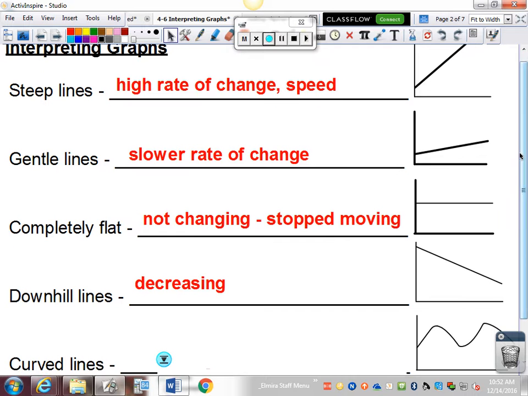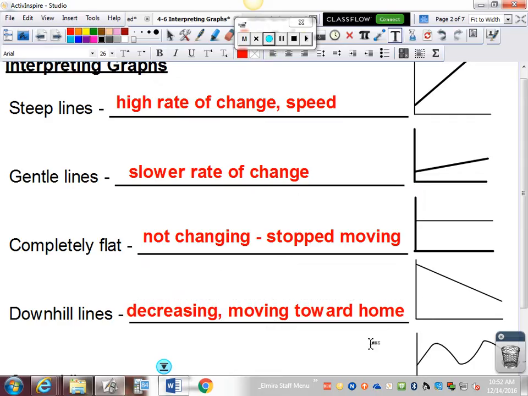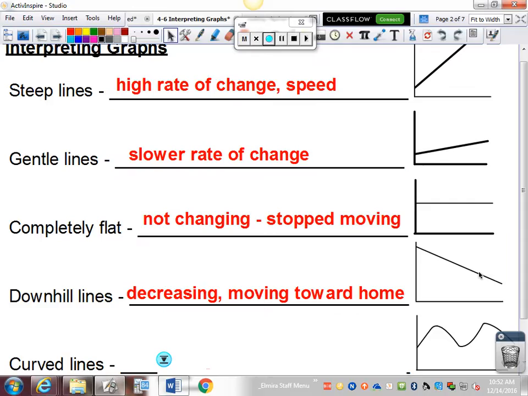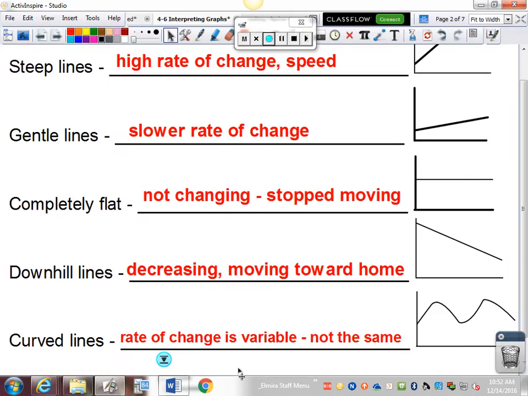Okay? In fact, I want to add those words in here. Decreasing, moving toward home. Okay, or if it's not home, it's some other location or whatever. And if it's a curved line, that tends to indicate that the rate of change is variable. It means it's not the same. Variable is a good word.